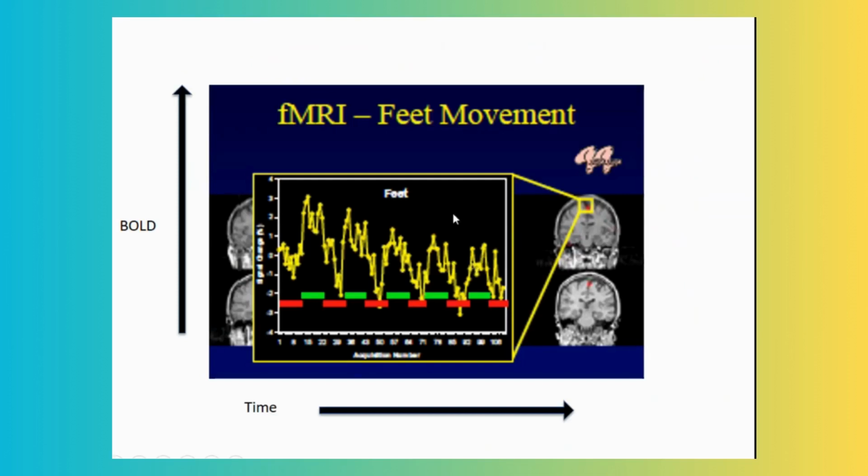So for example, in feet movement, red is rest and this is task. When the task was given, there is a signal in the foot motor area of the brain. So we are interested in that. We want to acquire this data.